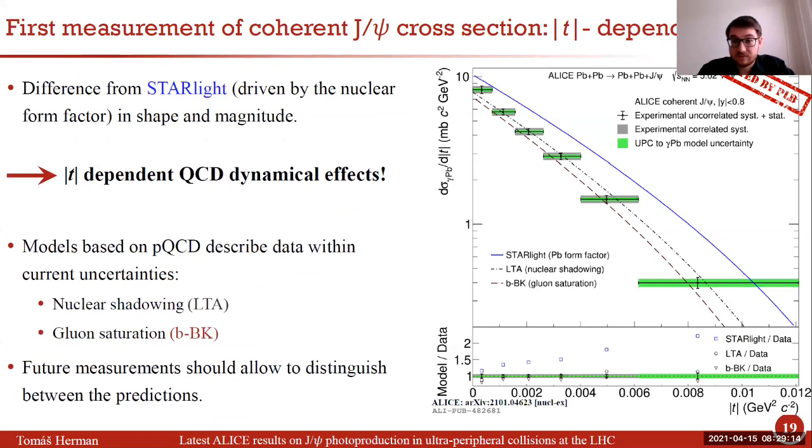So let's now focus on the plot itself. You can see that the difference between the data points with respect to the STARlight prediction, which is driven by the nuclear form factor, is in both shape and magnitude, and this demonstrates the t-dependent QCD dynamical effects. We also have 2 other model predictions which describe the data within the current uncertainties, and that is the LTA model with nuclear shadowing, and the BBK model with gluon saturation. Future measurements should allow us to distinguish between the two models.